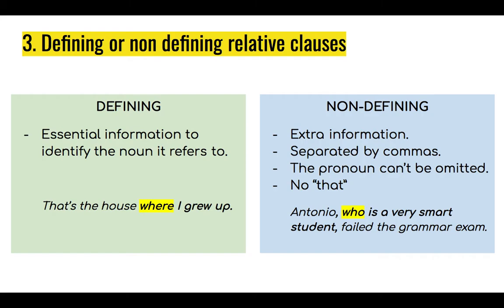You need to bear in mind that there are three rules that you need to follow when using non-defining relative clauses. The first one is that they always go separated by commas. The second one is that the pronoun can never be omitted. And the third one is that that can't replace who or which.